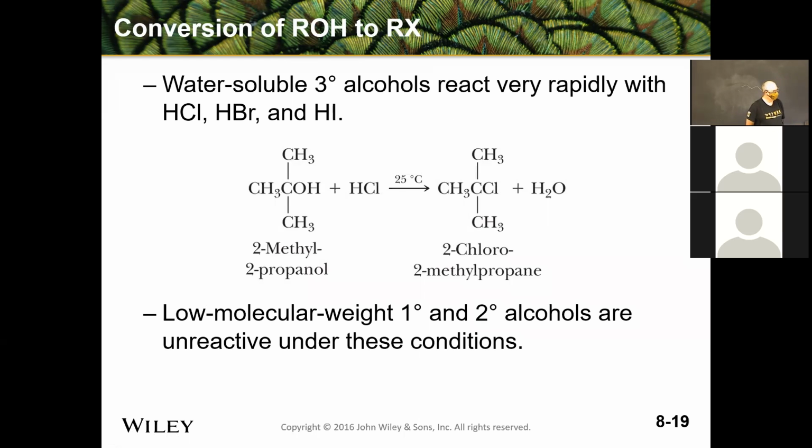Water-soluble tertiary alcohols can react very rapidly with HCl, HBr, and HI. This is actually a reaction that we do in lab. We start with tert-butyl alcohol, 2-methyl-2-propanol, react it with concentrated hydrochloric acid, and at room temperature, we get a substitution reaction. This is an SN1 reaction that takes place.